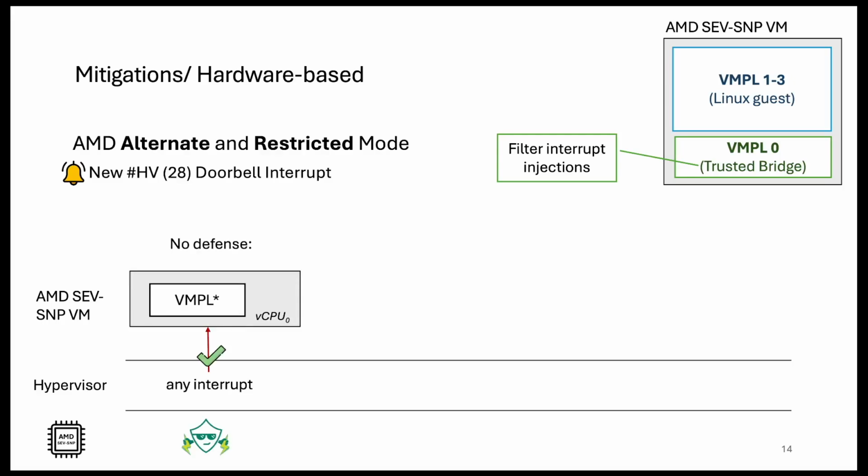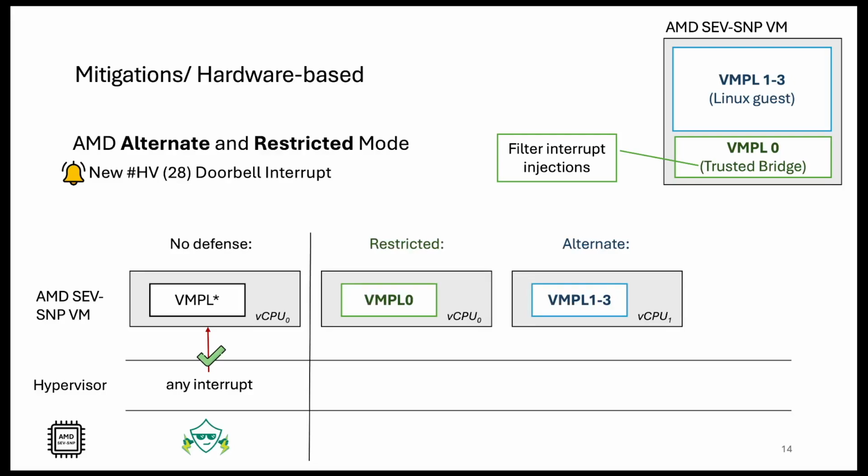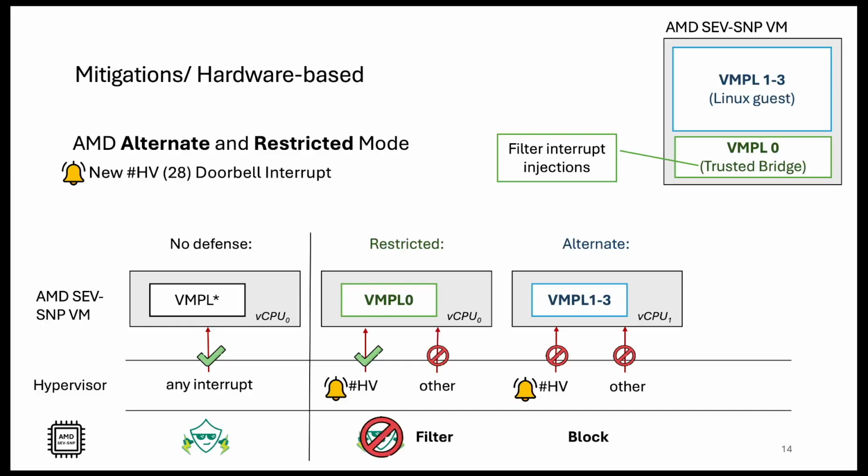Having no defense enabled, the hypervisor, as we have seen in this presentation, is able to inject any interrupt into the SNP VM. With alternate and restricted modes, the hypervisor can no longer inject into VMPL 1, 2, 3. It's only able to inject into VMPL 0, which is the trusted bridge, which then, when implemented correctly, can route this interrupt to VMPL 1, 2, 3, hence to the Linux kernel. The hypervisor is not able to inject any other interrupts, hence the WeSee attack is no longer possible.